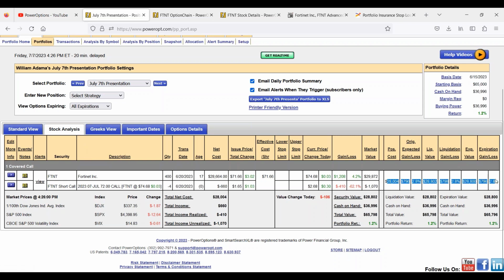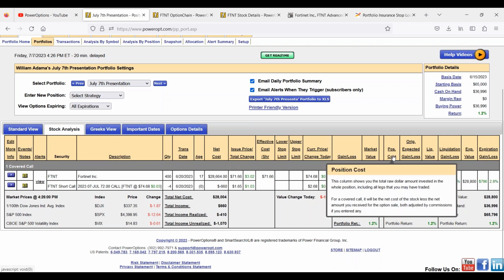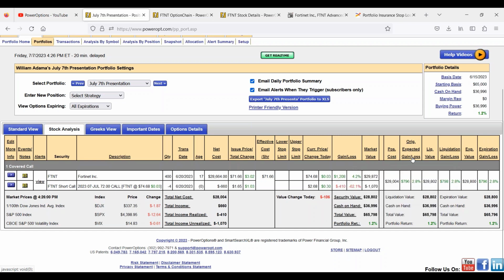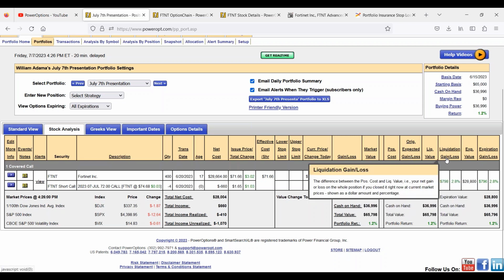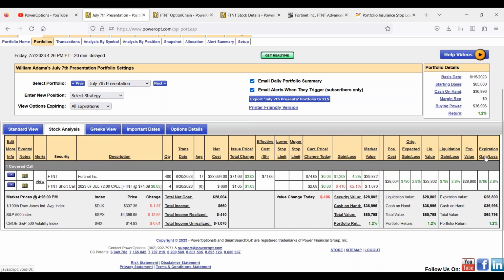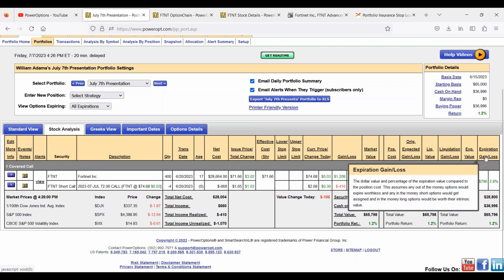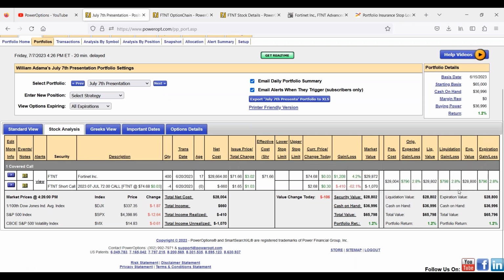This is the view I like to use when tracking credit spreads, debit spreads, calendar spreads, things of that nature, linked positions, multi-leg strategies, because it gives me that breakdown of original position cost. Original expected gain or loss, maximum profit, if everything works out the way I expected. And as the trade goes on, my liquidation gain in value as the stocks and options fluctuate in price. And then if the stock remains at the same price through my expiration date, what is the difference there?